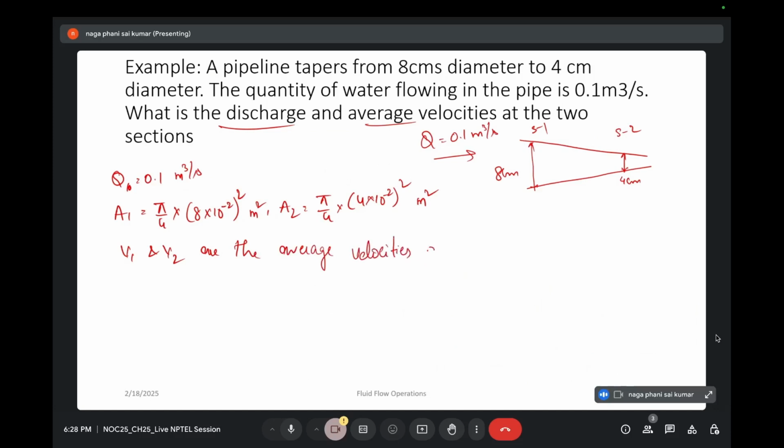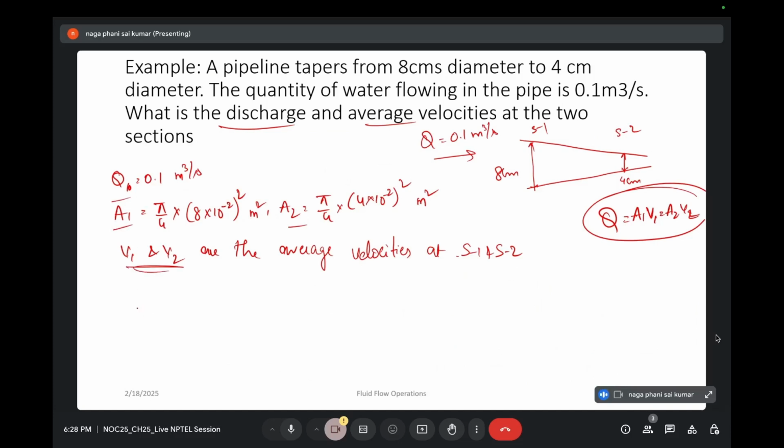Okay, at section 1 and 2. We already learned that flow rate remains constant, right? So Q will be equal to A1 V1 equals A2 V2. This is going to be constant from the equation of continuity. So from there we can calculate. We know A1, A2, and we also know Q. We'll be able to calculate V1 and V2, right?